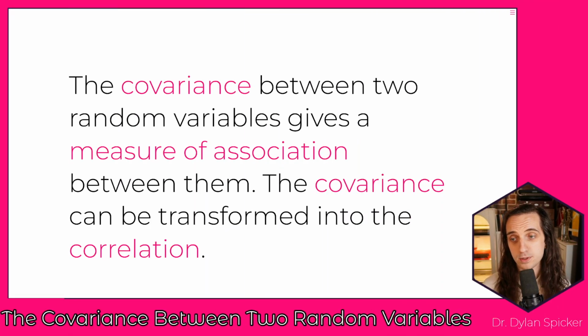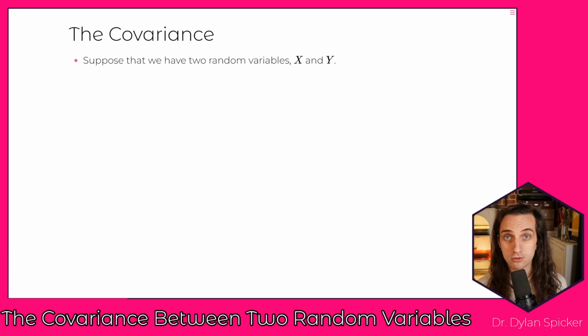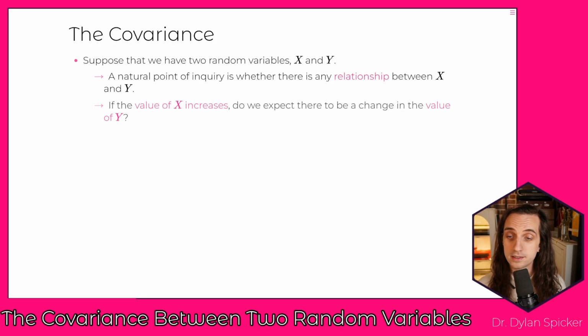So the covariance between two random variables gives a measure of association between them, and the covariance specifically can be translated into the correlation between random variables. So what is the covariance? Well, suppose that we have two random variables, and we'll call them x and y, and these can represent anything at all. Then the natural inquiry that we're trying to address here is, are there any relationships between x and y? For instance, if we increase the value of x, do we expect there to be a change in the value of y?